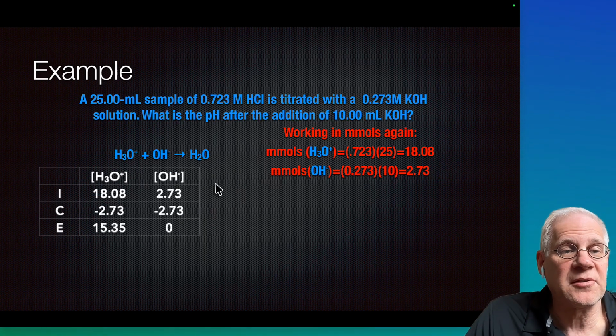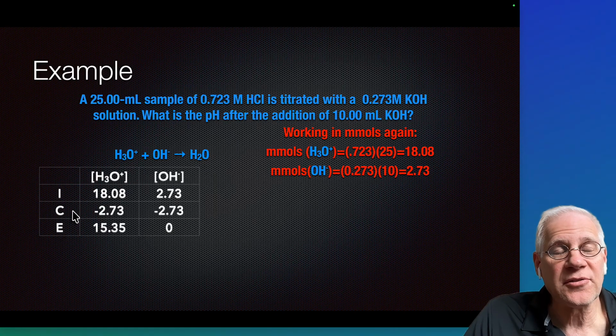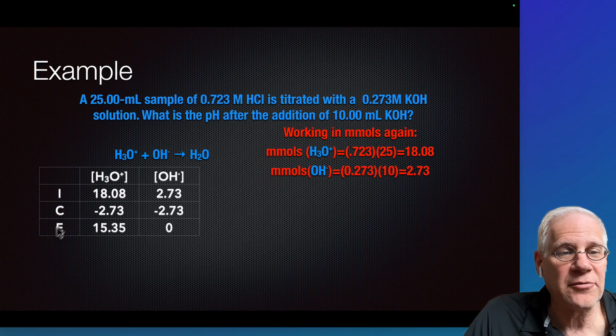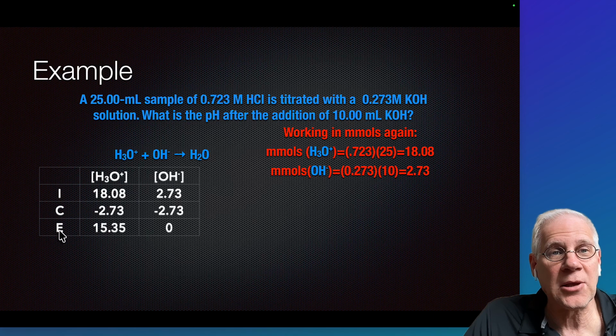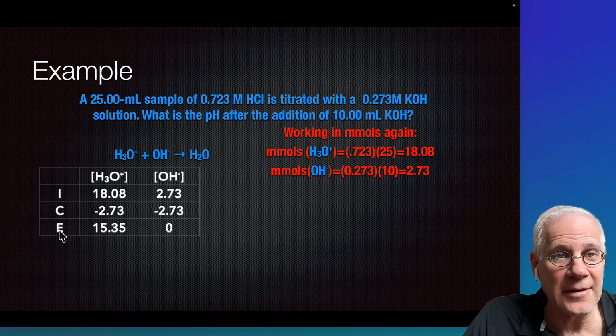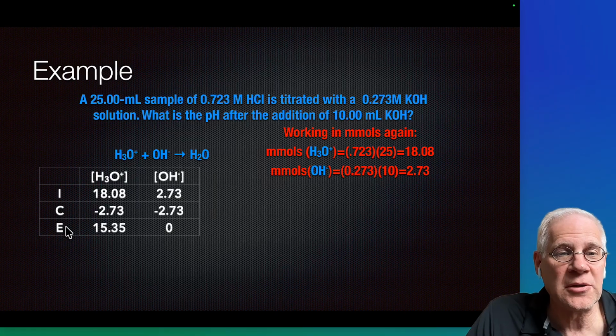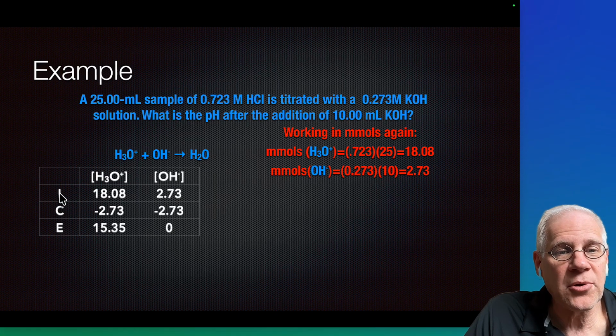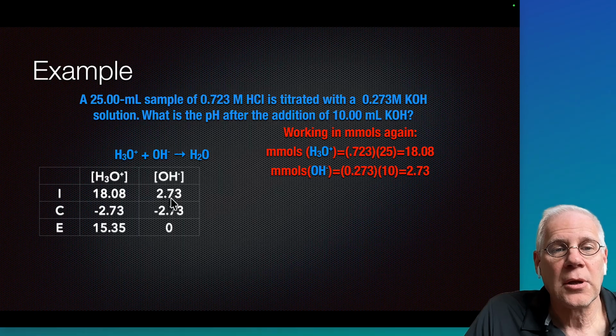So we can set up a simple ICE box here. Even though this is a strong acid, strong base, we can change the meaning of the E. It's not really equilibrium at this point. You can think of it as "end." This is where the reaction ends after you've titrated your volume in there. So our initial number of millimoles of H3O+ was 18.08. Our initial of hydroxide is 2.73.